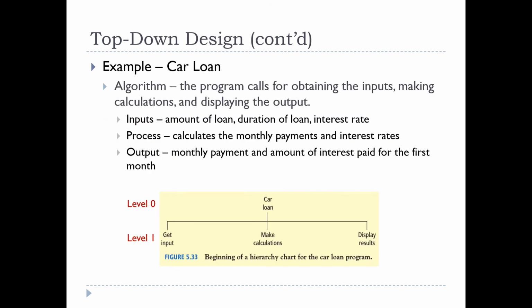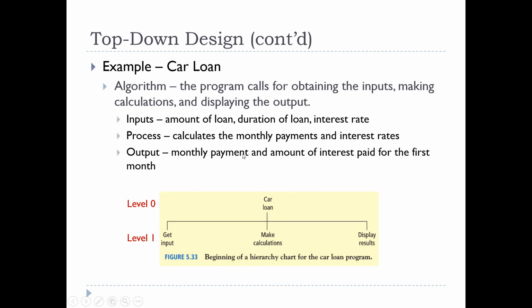So I'm going to go right to the example here. The word algorithm here is really just a step-by-step process of how to solve a problem. Okay? So when you hear the word algorithm, it means how do you solve it? What are the steps? So the program calls for obtaining the input, and then you make the calculation, and then you display the output. Again, input, process, output. Very, very generic, right? Very, very broad.